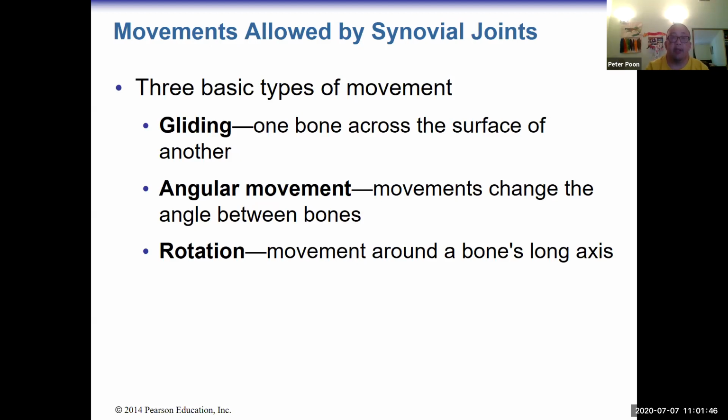For the types of movement, there are three basic types: gliding movements, angular movements, and rotational movements. Gliding is one bone sliding side to side against another one. Angular movement is a change in angle. And then rotation.